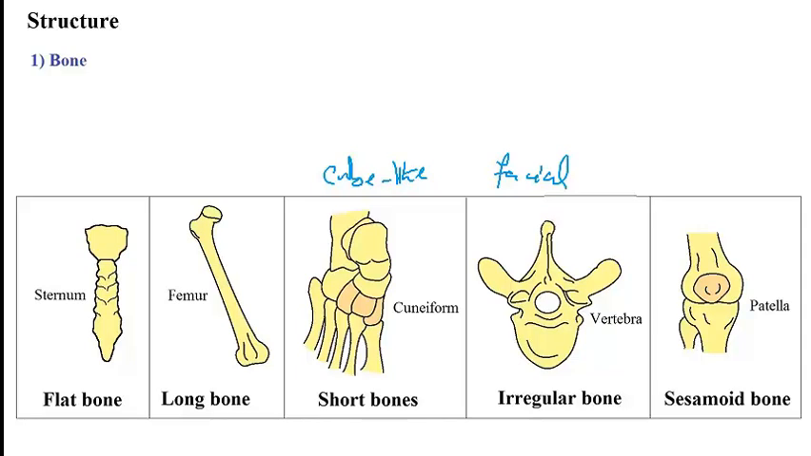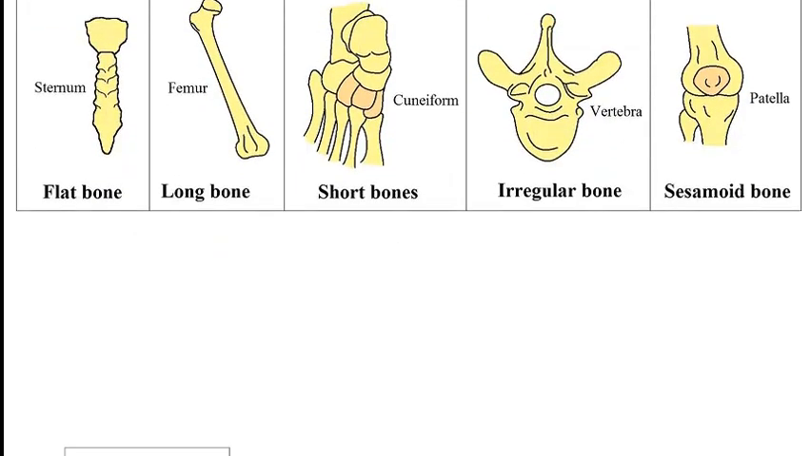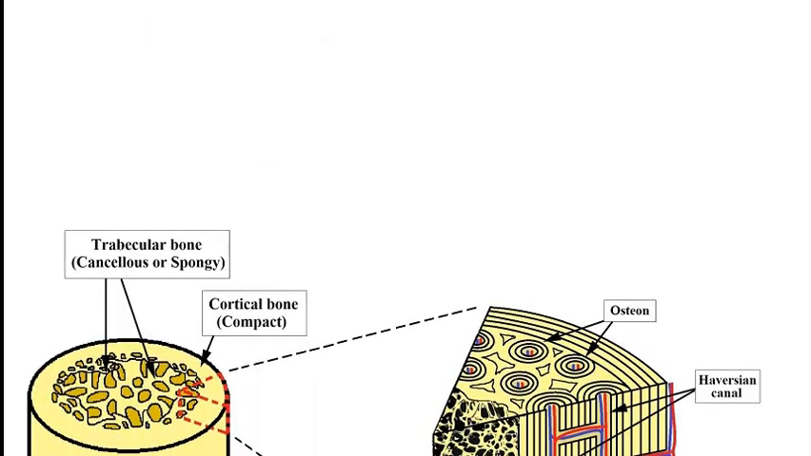Now, we mentioned that this classification is based on their shape. Now let's discuss about classification of bones based on their histologic structures. So based on the histologic structures, bone can fall into 2 categories. One is called compact or cortical bone, which is mostly found in the diaphysis of long bone.